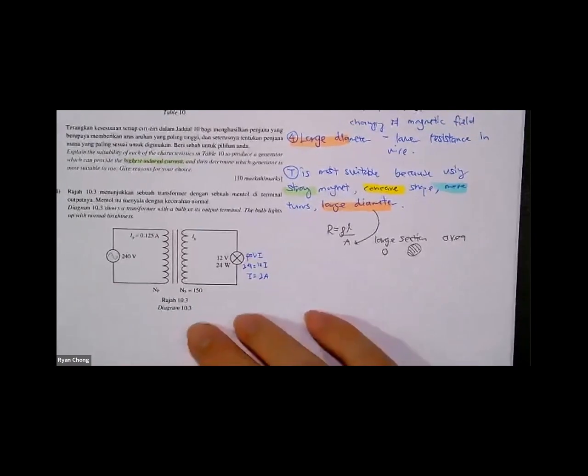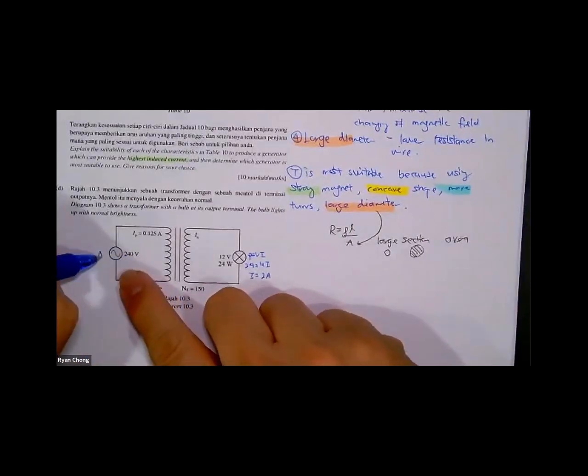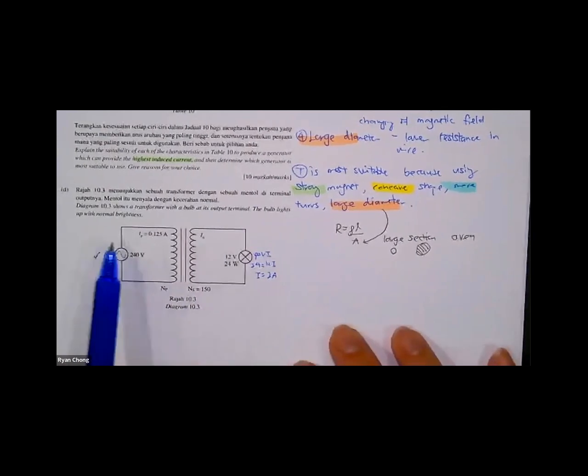For your transformer, actually the idea of how the transformer functions is that you must use AC. Remember, only AC can make a transformer function. If you have DC, it doesn't function. Why? Because a transformer needs the magnetic field to change. That's why you need to use AC. So the idea is like that.